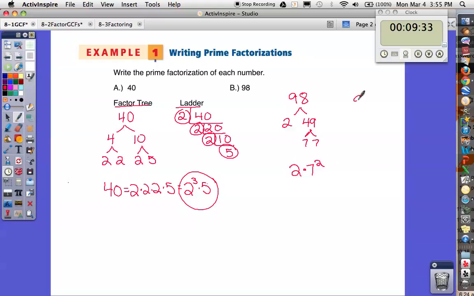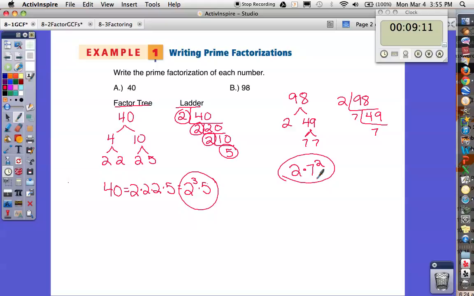You can also do the ladder, but it's going to look very similar. So we take the 2 out, we have 49. Take the 7 out, and we're left with 7. Prime factorization, guys, 2 times 7 squared. When you look at the bases, write these in order. So 2 comes before 7. I would put the 2 before the 7 squared.